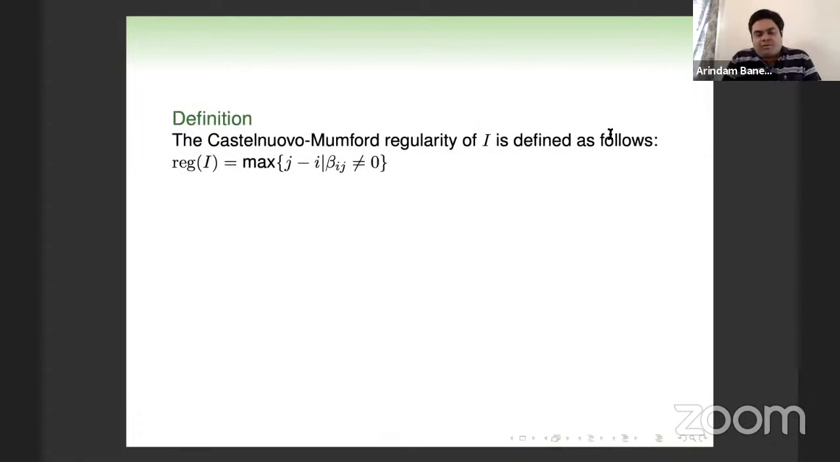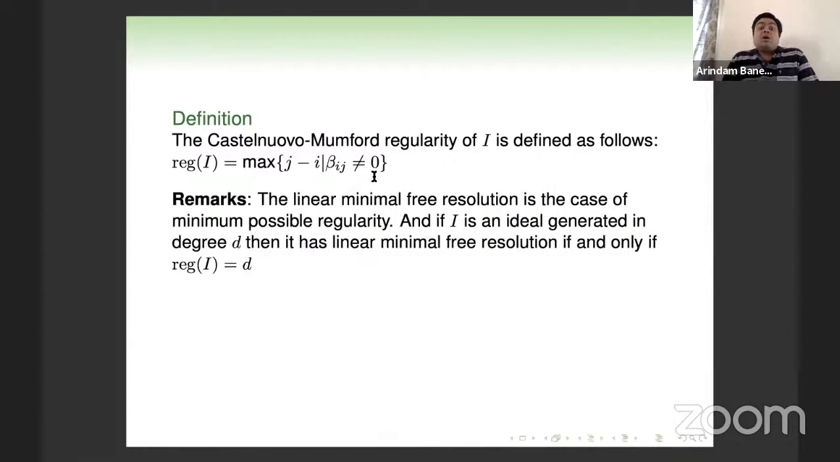So Castelnuovo-Mumford regularity of I is defined to be the max of j minus i. By the way, this j minus i essentially keeps track of how big the degrees of the generators of the kernel are. So this max over j minus i, with beta ij non-zero, is called the regularity. But what is important is the following. Linear minimal free resolution is the case of minimum possible regularity.